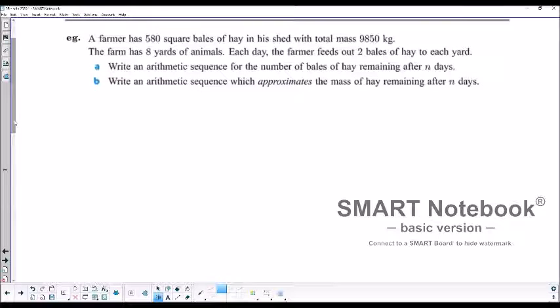A farmer has 580 square bales of hay in his shed with total mass of 9,850 kilograms. The farm has 8 yards of animals, and each day the farmer feeds out 2 bales of hay to each yard. So if he's feeding out 2 bales for each of the 8 yards, then obviously there's 16 bales per day. And we're going to have to figure out what exactly is happening here.